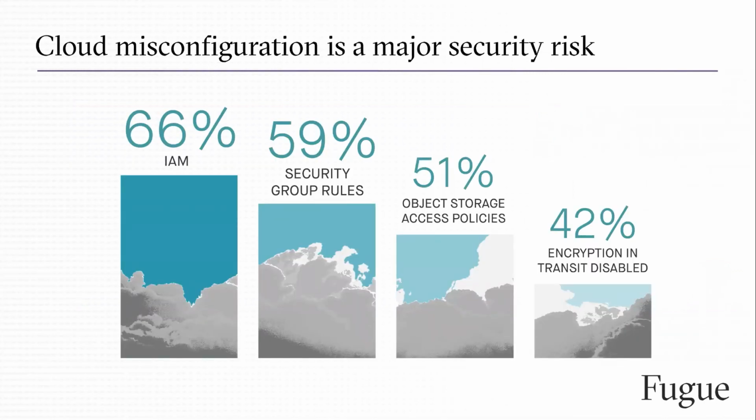Interestingly, I think if you read the DOJ filings on the recent Capital One breach in particular, this bears out. But this is what our survey respondents said they were most concerned with. 66% said they were worried about IAM, identity and access management configurations. Over half said security group or firewall rules, and also over half object storage access policies. And that's really the three I'm going to focus on today for this scenario. Also, a lot of folks said encryption in transit, but we're going to look at those first three.